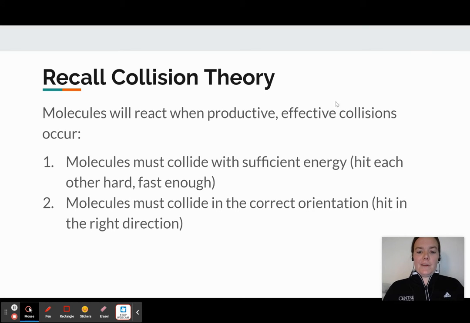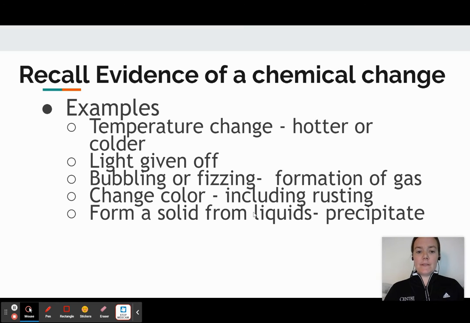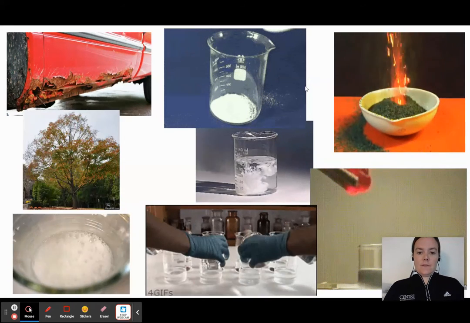Right. So hopefully you remembered that they have to hit each other with a sufficient amount of energy. They have to hit each other hard enough or fast enough, and they have to hit in the correct orientation or the correct direction. Now, when that happens, we're going to look for some evidence of a chemical change. We might see a temperature change like last week when we learned about exothermic and endothermic reactions, other energy being given off like light, color change, or solids forming from liquids, which we call a precipitate. Bubbling and fizzing, which suggests the formation of a gas, is the one that we're going to focus on this week.